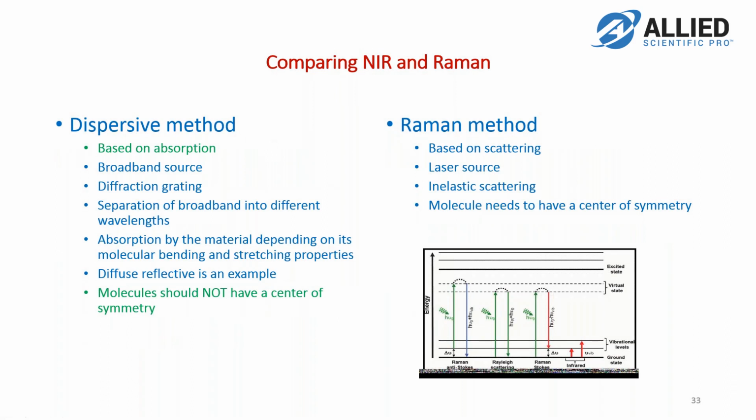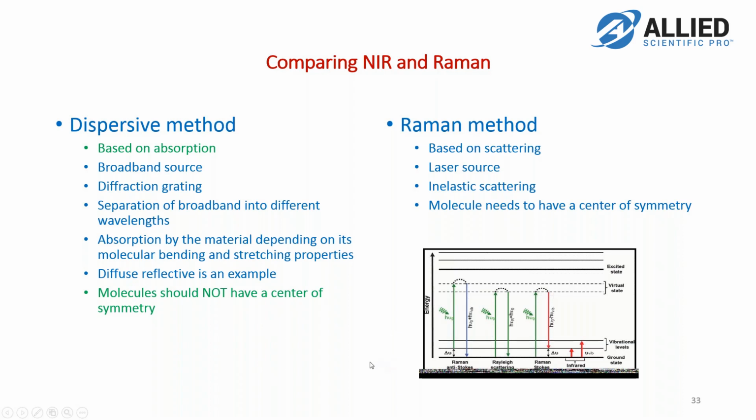So comparing near IR and Raman spectroscopy, they are different because Raman is not based on absorption, but is based on scattering. So here is a diagram that shows there are three types of scattering. Rayleigh scattering is when the scattered light has the same frequency as the incident light. And then you have Stokes and anti-Stokes, where the scattered light has more or less frequency than the incident light.